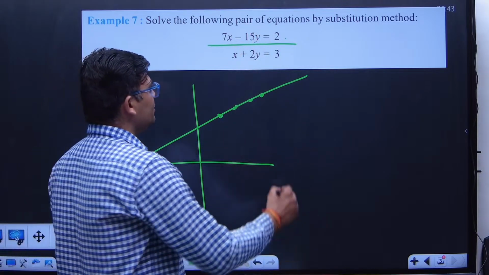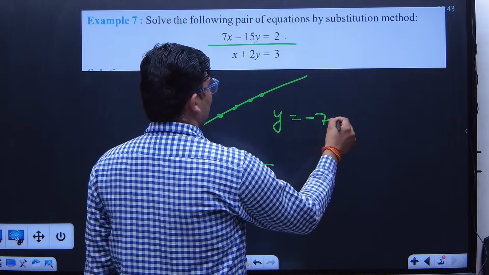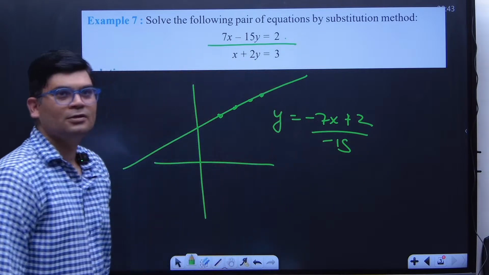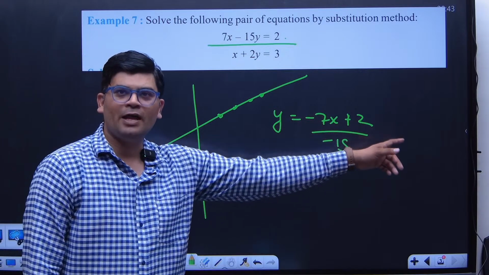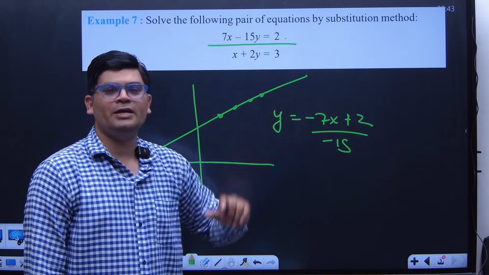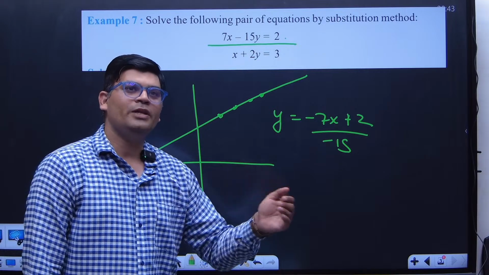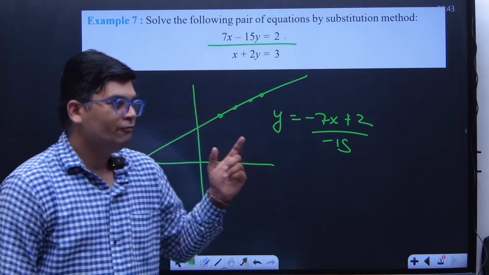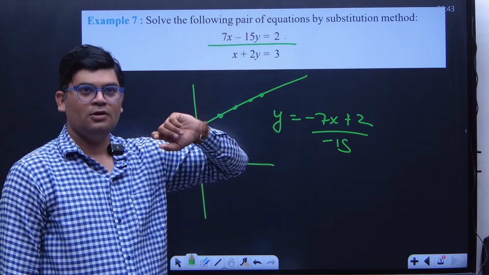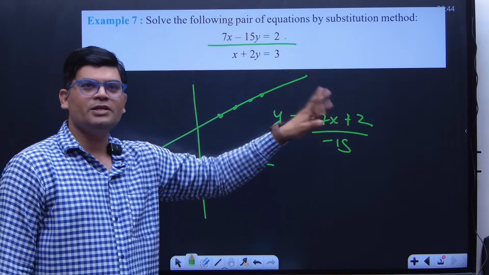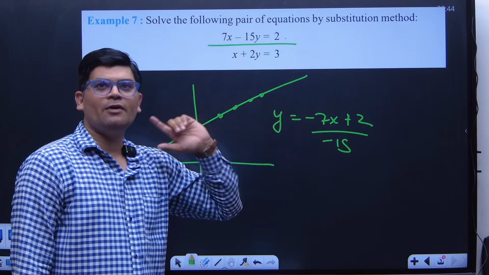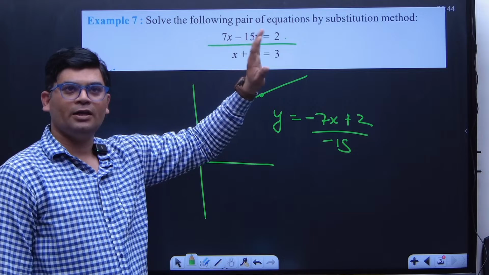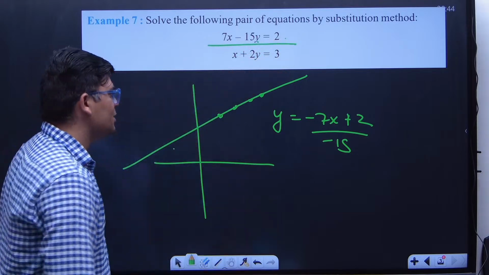This can be written as y is equal to minus 7x plus 2 divided by minus 15. Can I write like this? Yes. If I keep on changing the value of x, will I not get y for every x? Those x and y are the real values which will satisfy this equation. So for every x we will get a y. So how many solutions does this equation have? Infinitely many.